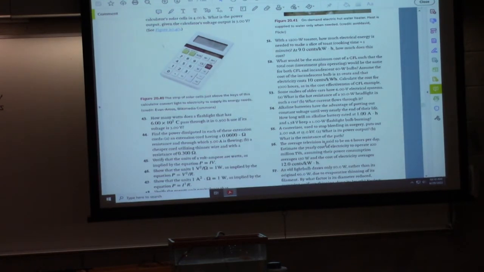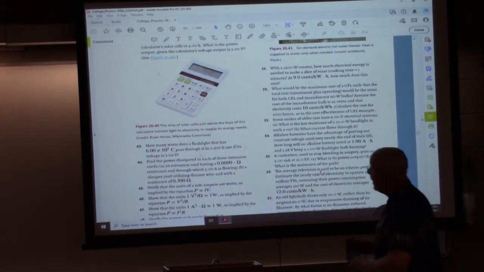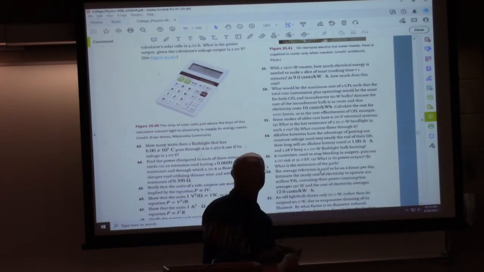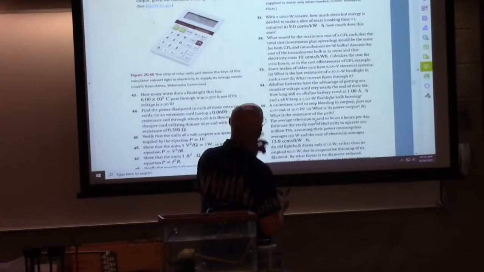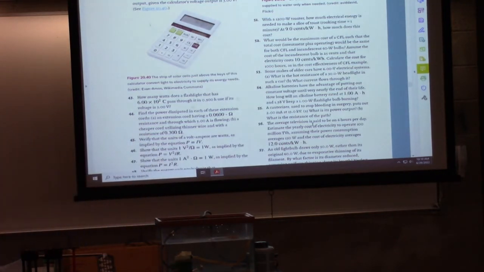So this 1200 watt toaster, how much electrical energy is needed to make a slice of toast which cooks for 1 minute? And then the second part of that question is, at costing you 10 cents per kilowatt hour, I wish it was that cheap, how much does it cost to make a piece of toast? All right, well, let's just start with the physics. We'll get to the cost of it in just a moment here, but the first part says, how much electrical energy?